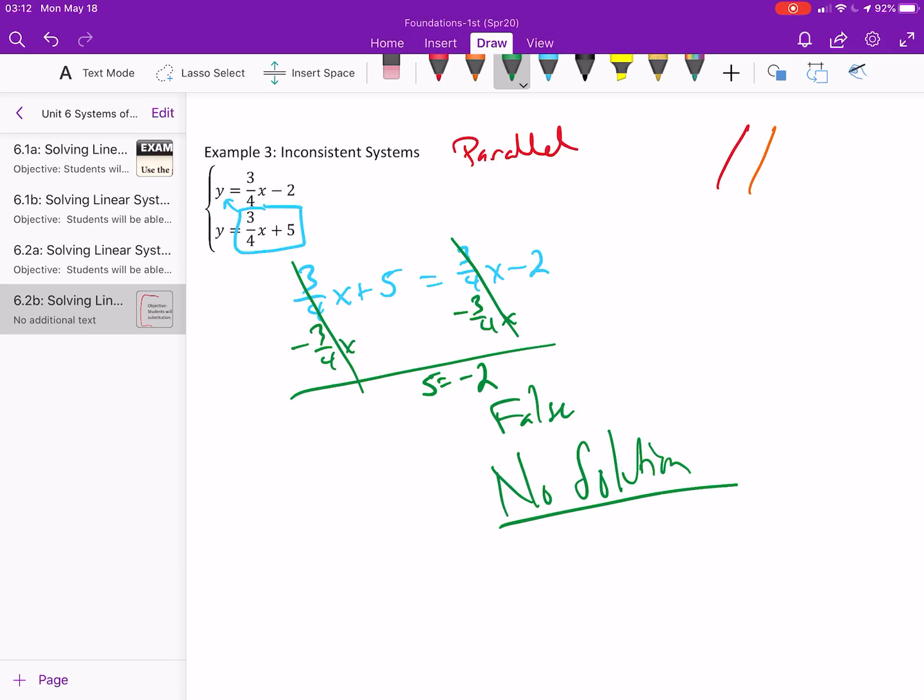Is there going to be one solution? Is there going to be no solution, or is there going to be infinitely many solutions? There are no other cases when we're talking about 2 lines on the coordinate plane.